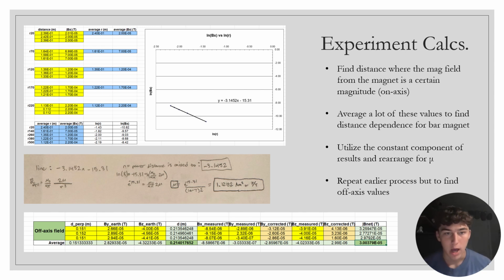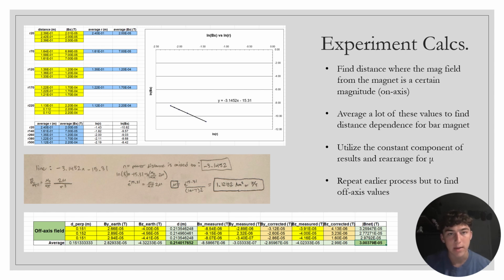Other than the distance dependence, we also know that our magnetic field will depend on the strength of our magnet, which is the dipole moment. We can use the constant part of our results, that negative 15.31, and say that it is the natural log of all the constant parts of our equation. Then we can rearrange to find our dipole moment, which I found to be 1.12 amp meters squared.